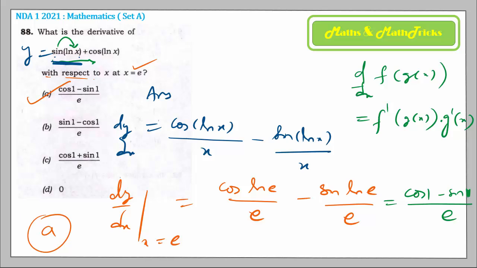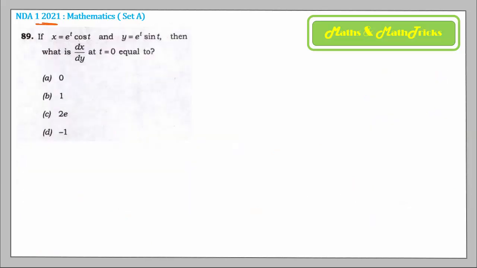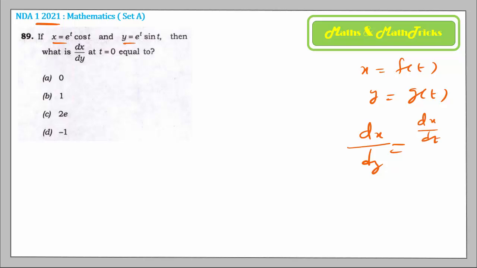All right, coming on to the next question now. 89 again from the NDA 1 2021 paper. So here we have x in terms of variable t, y in terms of variable t. So when you have functions, x a function of the variable t, y a function of the variable t, then the derivative of the variable x with respect to y goes as a parametric differentiation. So this is the question on parametric differentiation. Dx by dy you will find out by taking the ratio of dx by dt to dy by dt. This is the formula for parametric differentiation. And if you want dy by dx, it will be the reciprocal of dx by dy.